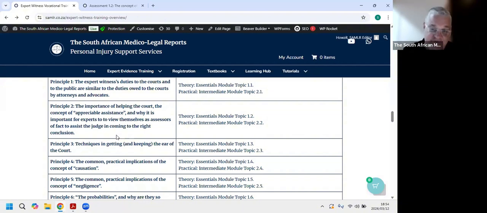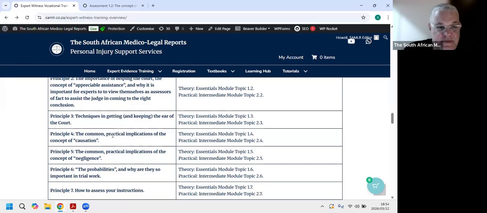However, we are going to develop that learning that you went through in the intermediate and advanced training, particularly with regard to the practical aspect, which will come up in the intermediate module. Principle 3, techniques in getting and keeping the ear of the court. So we'll go through the theory of each one of those principles.